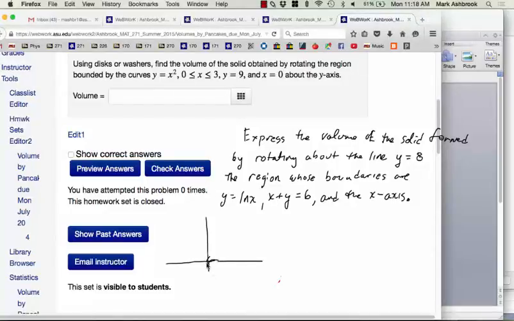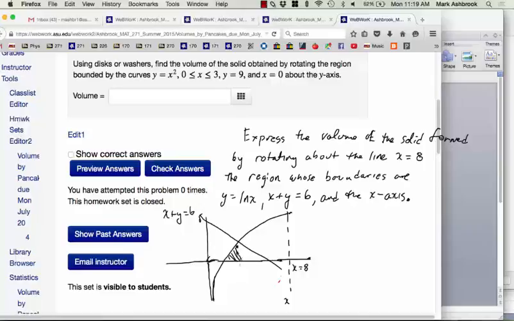All right, so ln of x looks like this. x plus y equals 6 looks like this. And then where's the line y equals 8? That's over here. Oh, x equals 8. I'm sorry, x equals 8. So we're going to take this region right here, bounded by y equals ln of x, x plus y equals 6, and the x-axis, and revolve it around x equals 8.